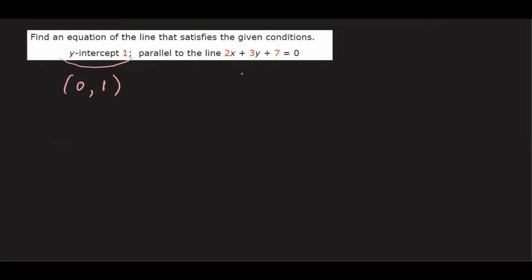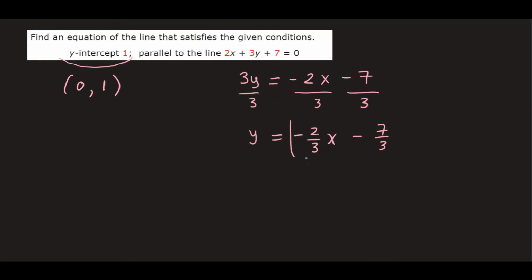And the slope we're going to borrow from this line, but we're going to rewrite it as y equals mx plus b form. So we're going to subtract 2x and subtract 7. So we have 3y is equal to -2x minus 7. And then we divide by 3 on both sides to solve for y. So we have y is equal to -2/3 x minus 7/3. And that's our slope. We want it to be a parallel slope, so we keep it the same, -2/3.